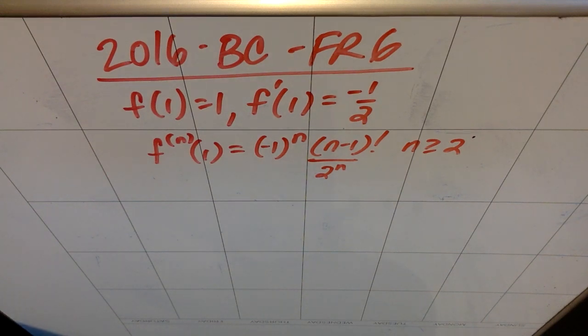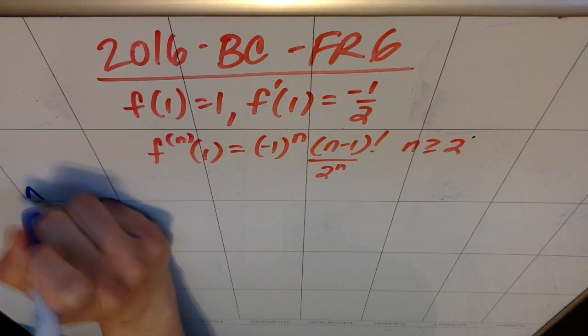The function f has a Taylor series about x equals 1 that converges to f of x for all x in the interval of convergence. It is known that f of 1 is 1 and f prime of 1 is negative 1/2, and that the nth derivative of f at 1 is given by negative 1 to the n times the quantity n minus 1 factorial, all divided by 2 to the n, for n values greater than or equal to 2. Part A, write the first 4 non-zero terms and the general term of the Taylor polynomial about 1.